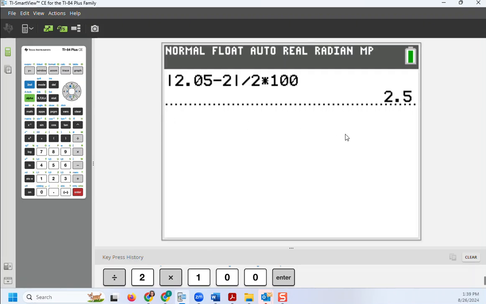Does anybody want to see the absolute value again? Okay, good.